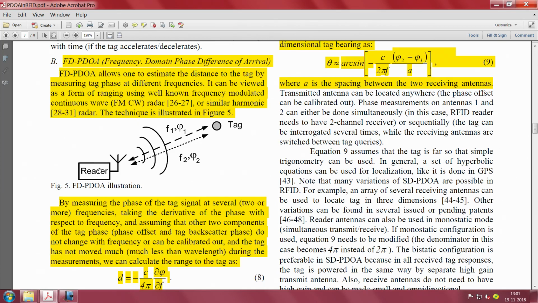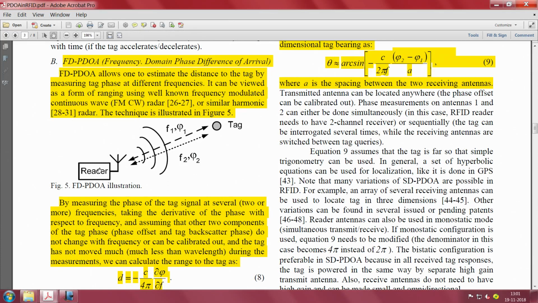It is not a setting where the reader is fixed and the tags are moving, it does not make that assumption. It is trying to do a localization using another technique for some other scenario. So, let us look here. It allows the estimate of distance to the tag by measuring tag phase at different frequencies, which means again you have to go back to your fundamentals. What can this reader sweep across? What are the sweep frequencies that the reader can provide support on?